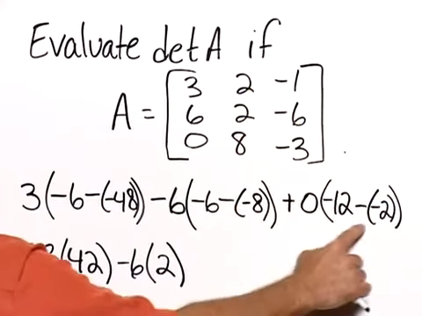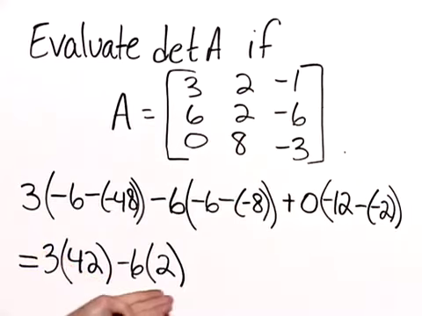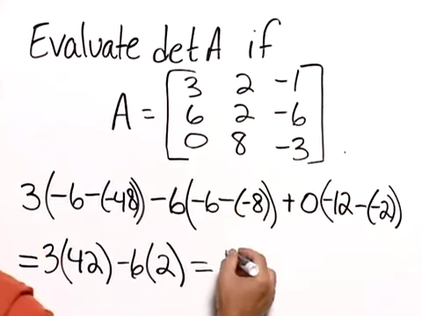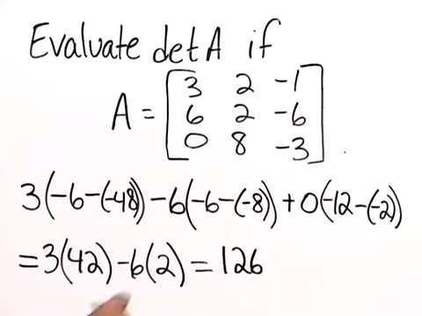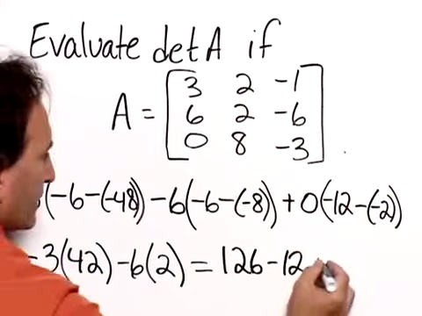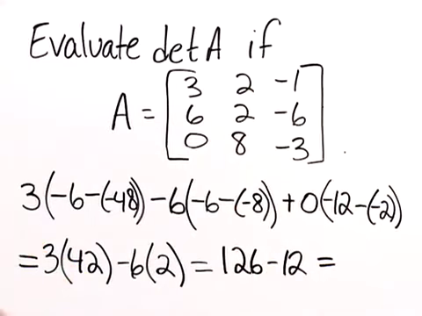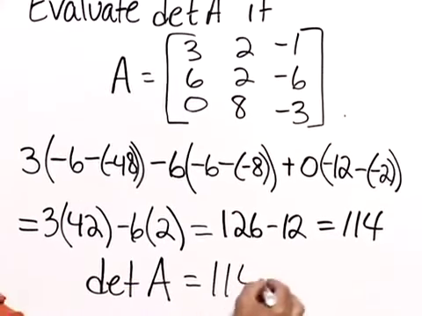As we said, 0 times this expression will be 0, and so right now all we have to do is evaluate this expression. 3 times 42 gives us 126, minus 6 times 2, which is -12. When we subtract 12 from 126, we have 114. And so the determinant of A equals 114.